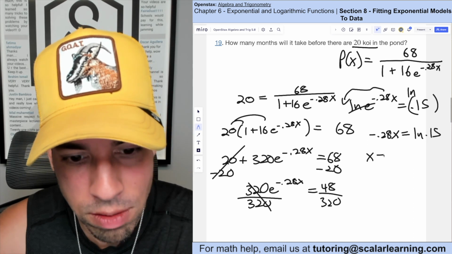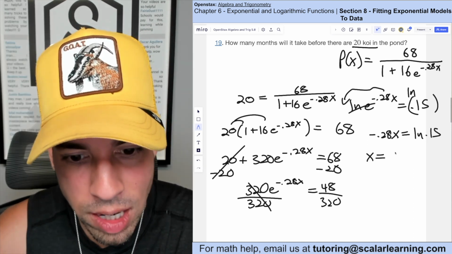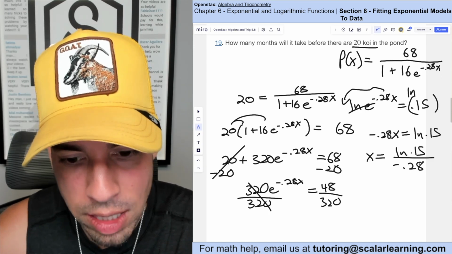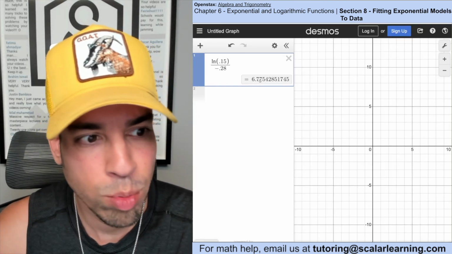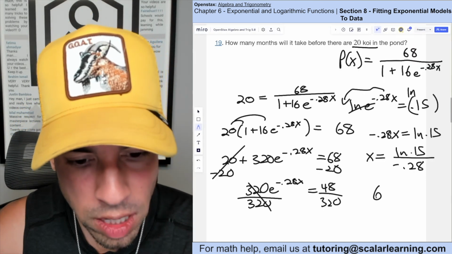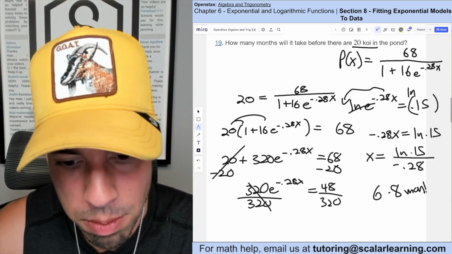Last but not least, we're going to divide both sides by negative 0.28, and we get ln of 0.15 over negative 0.28. So you plug it into Desmos, and you get 6.775, which rounds to 6.8 to the nearest tenth, which means it will take approximately 6.8 months.